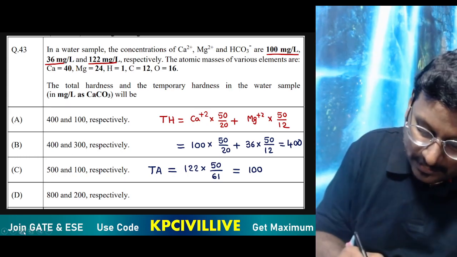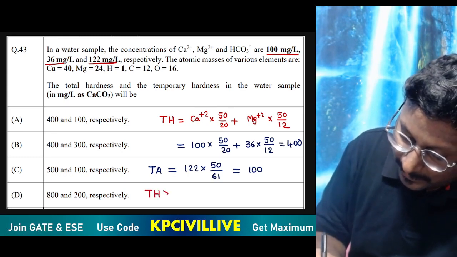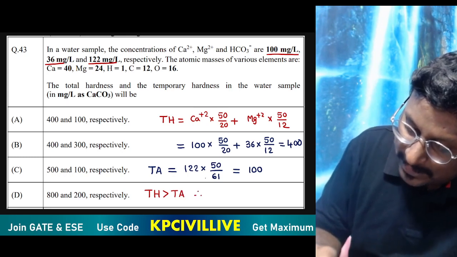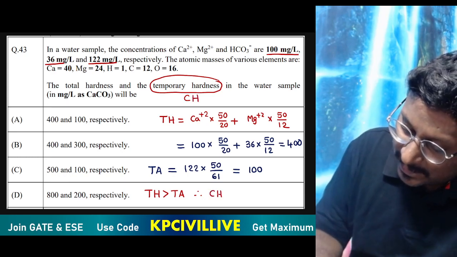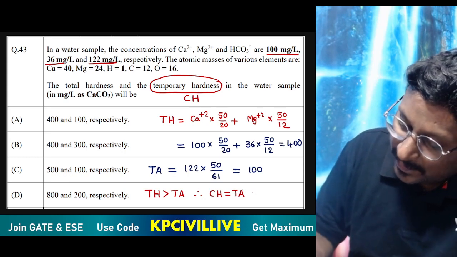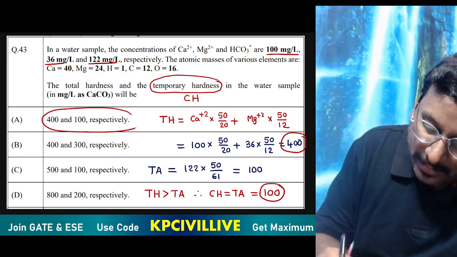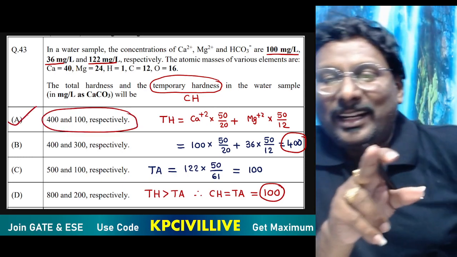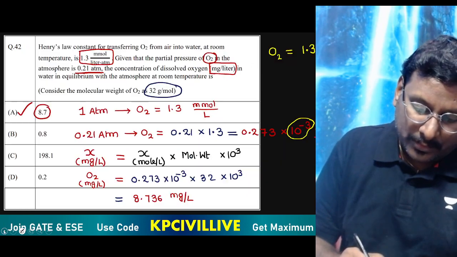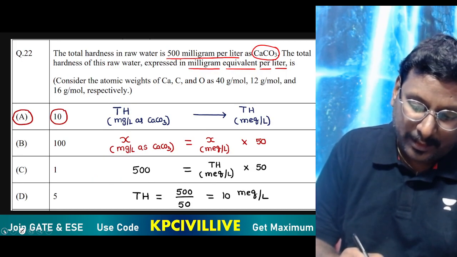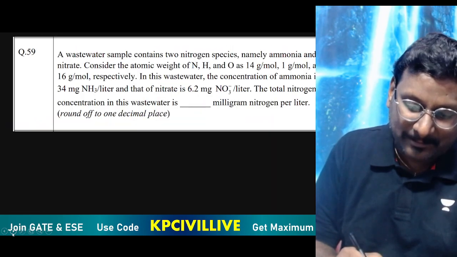So total hardness is 400, total alkalinity is 100, TH greater than TA. So what is the temporary hardness? Temporary hardness, CH, is equal to TA, so the answer is 100. Total hardness 400, temporary hardness 100. All are coming option A. See, most of our environmental questions are coming as option A.